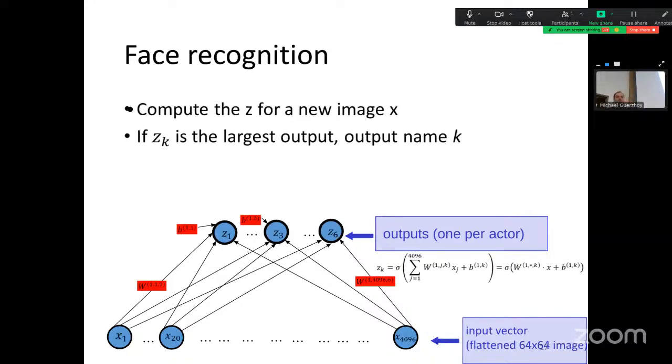How would you actually do recognition? Once you found the W's and the B's in such a way that the formula roughly computes the things that you want, you just say, whichever Z is higher, that's what corresponds to the output that I'm going to get.